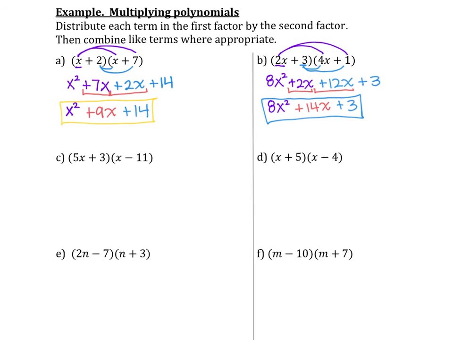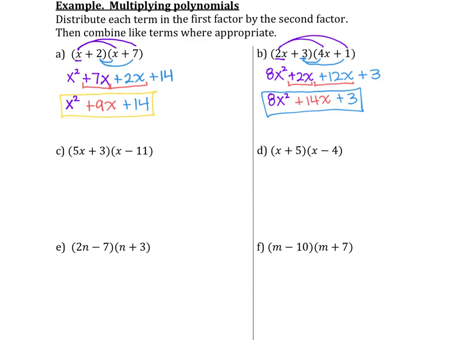Okay, now I'm just going to add some negatives and things like that along the way. So for C, it's 5x plus 3 times x minus 11. So I'm going to start with the first term, which is 5x, and distribute it to the second parentheses. 5x times x is 5x to the second. 5x times negative 11 is minus 55x.